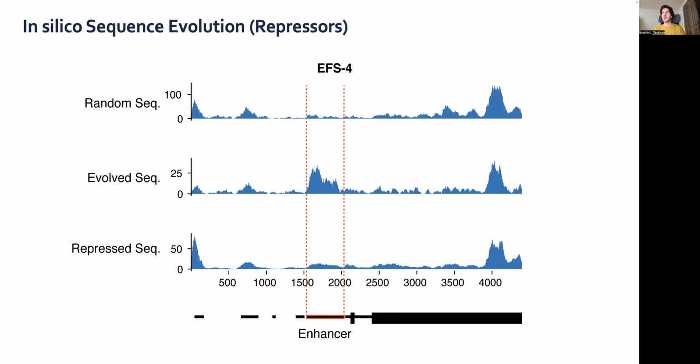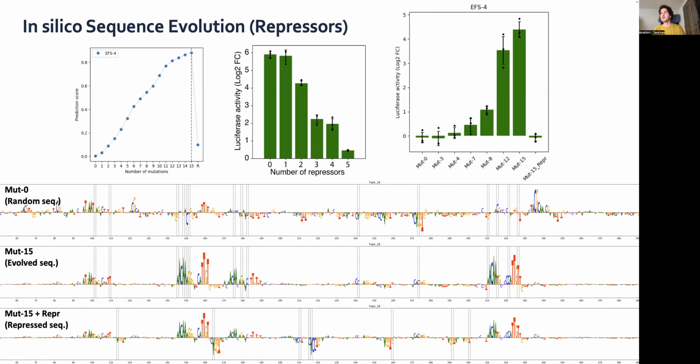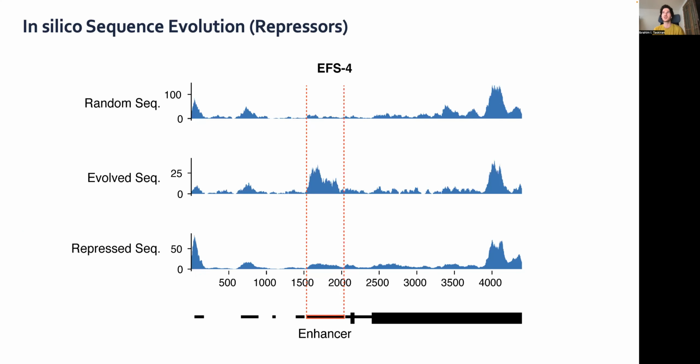And also what we tested is, we are testing these enhancers with the luciferase assay, we see the activity of them, but we wanted to see how the accessibility is changing also. We integrated these sequences into the genome of our cell lines. And here you can see the random sequence, it's not accessible. After 15 mutations, now the region became accessible. And if we add repressors on top of this accessible region, now the accessibility is almost gone.